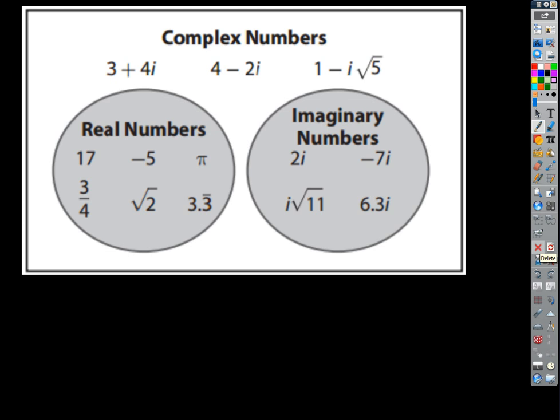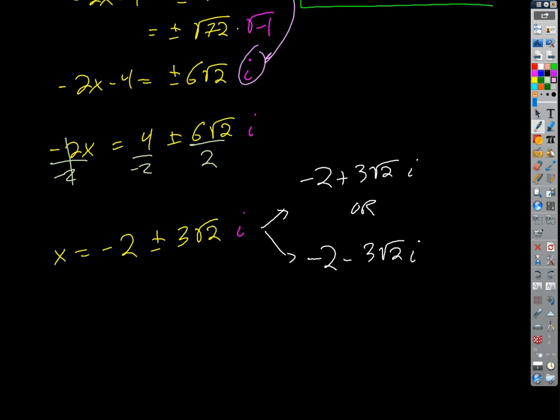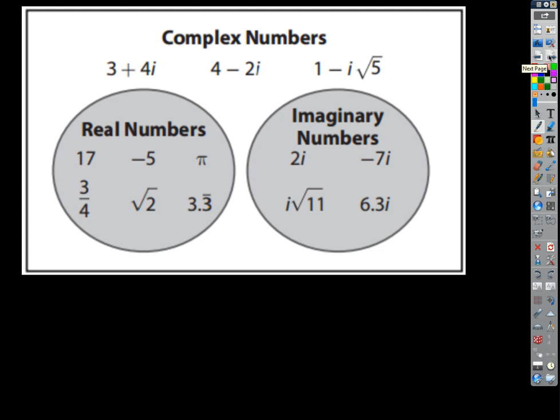We ended up getting answers that looked like -3, for example, plus 3 times the square root of 2i, right? Doesn't that look an awful lot like these kinds of numbers up here? Notice that those complex numbers have a part without an i and a part with an i, right?